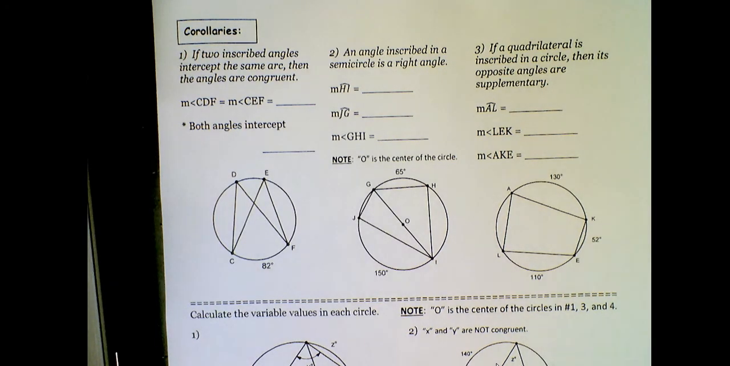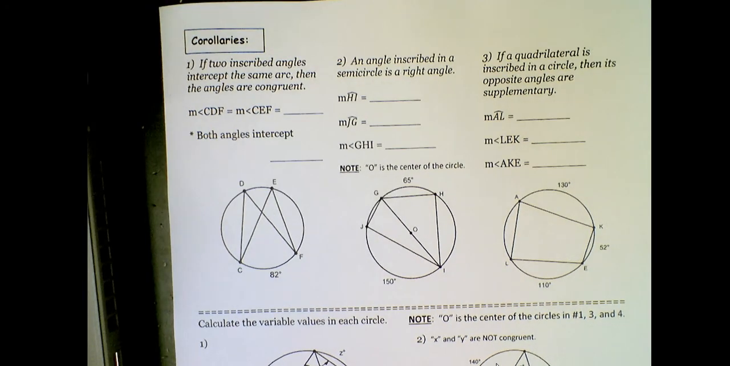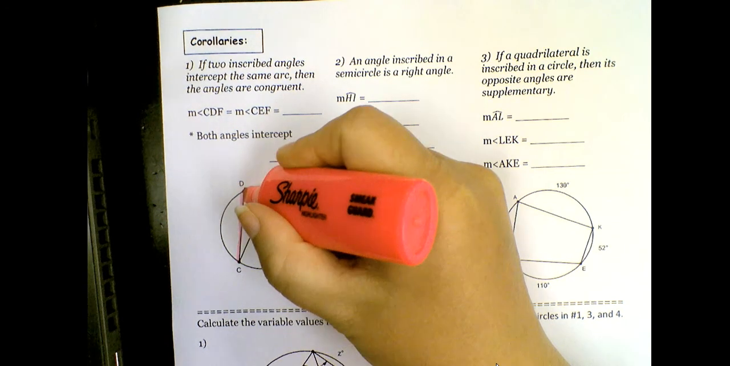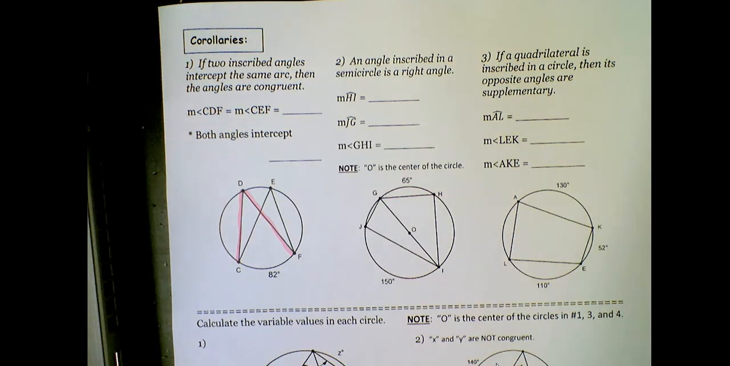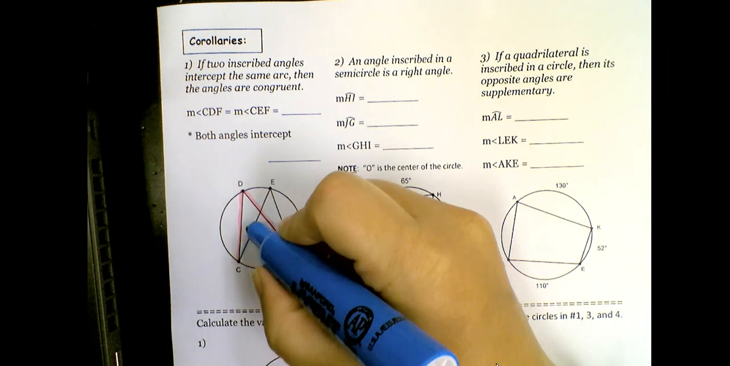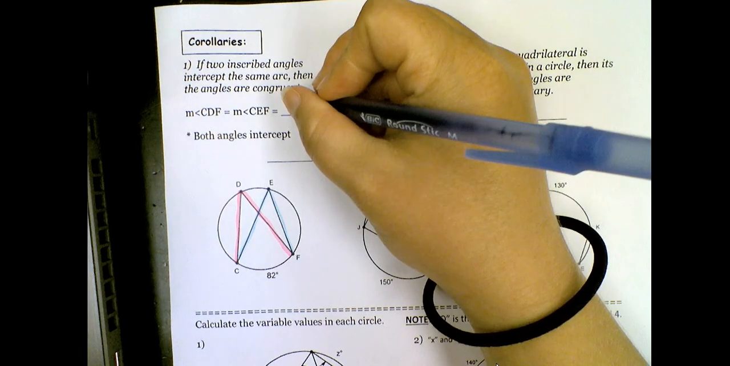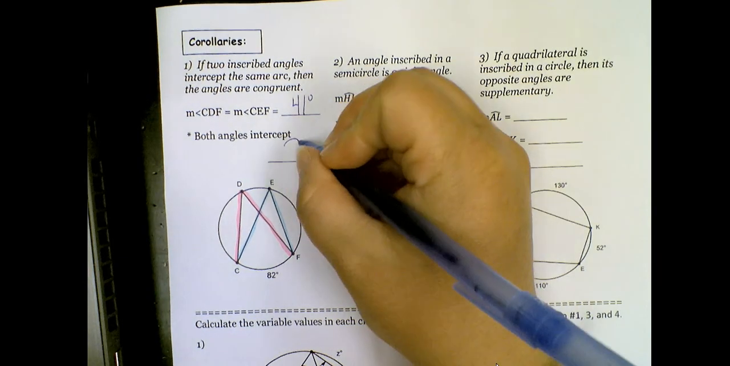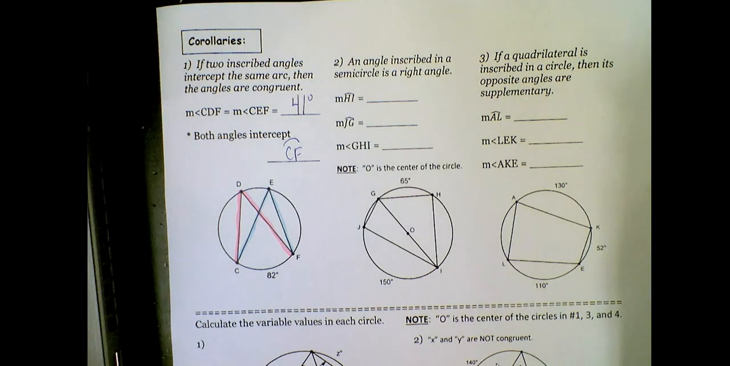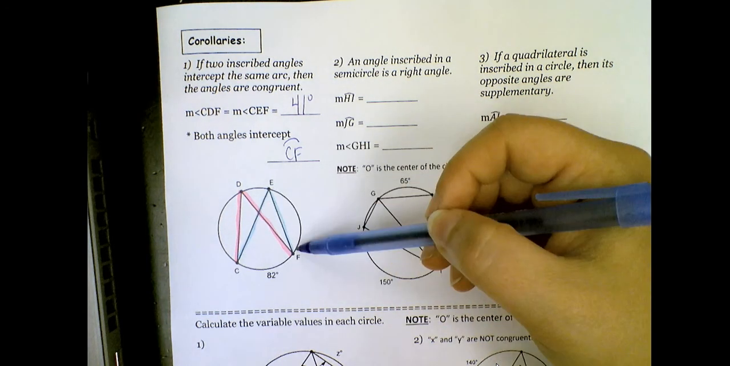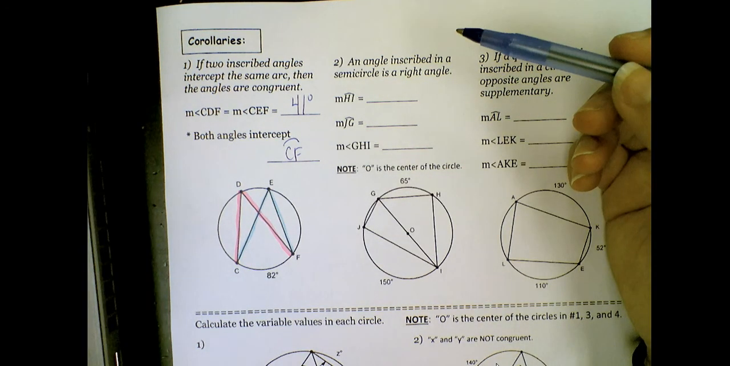Right, let's take a look at some corollaries that go along with inscribed angles. Our first one says if two inscribed angles intercept the same arc, then those angles are congruent. It might be helpful to highlight angle CDF and angle CEF. Those are the angles that we're looking at. They are both going to be half of 82 degrees, so they're both 41, because they both intercept arc CF. So anytime you have two inscribed angles intercepting the same arc, they're going to have the same measure.